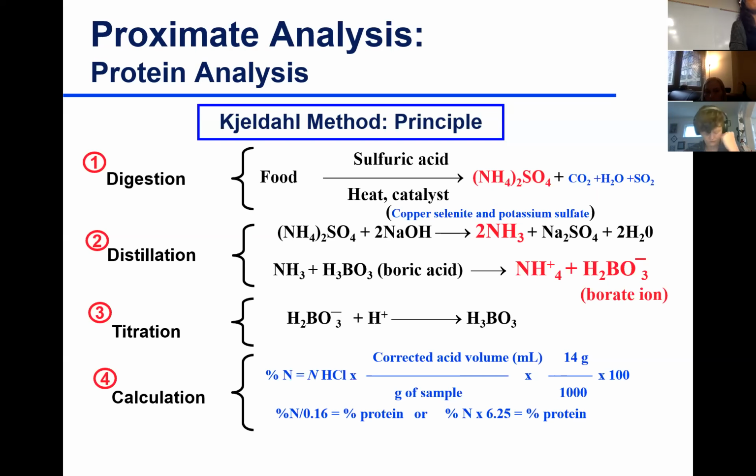So the digestion will unfortunately be done for you already because it takes a long time to digest. And then you will be doing the neutralization, distillation, and titration.